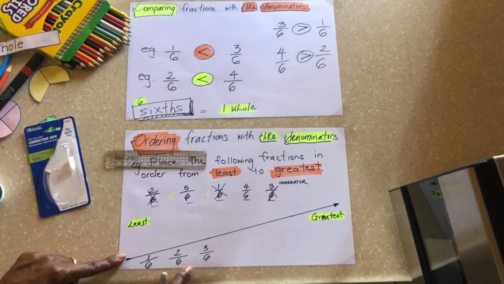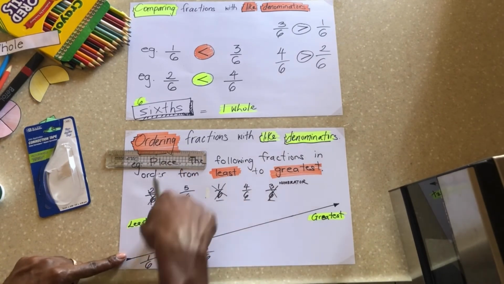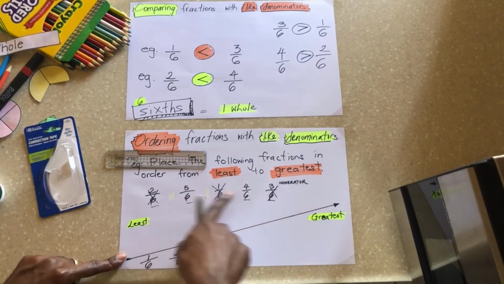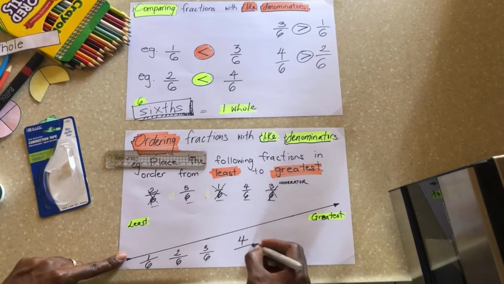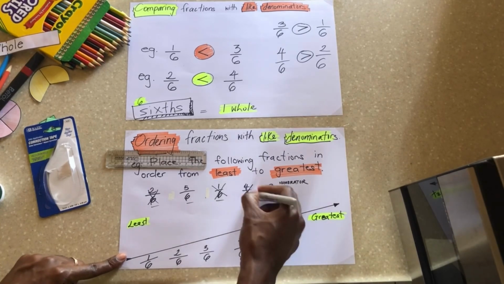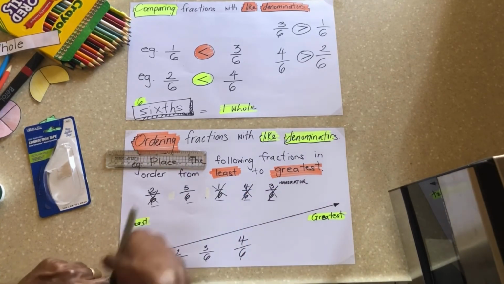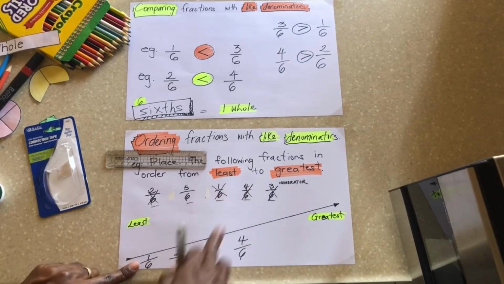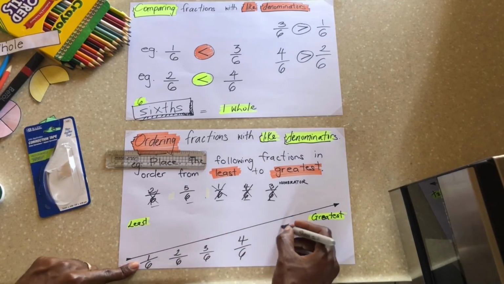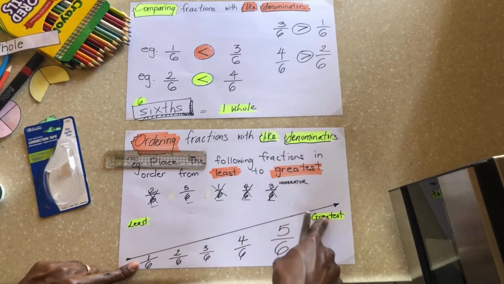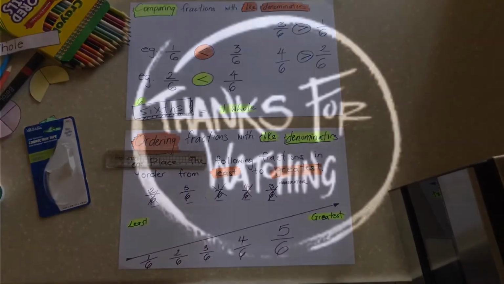Out of the 2 that are left, which one do you think would come next? Is 4/6 greater than 5/6, or is 5/6 greater than 4/6? So basically 4/6 is less than 5/6. 5/6 is greater than 4/6. So 5/6 is the greatest of all the fractions.